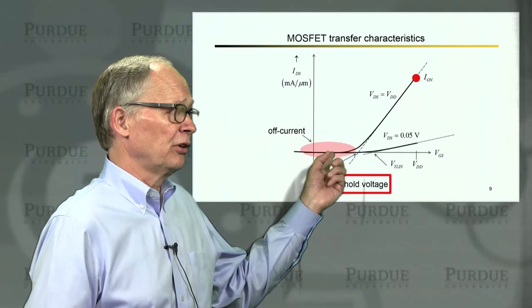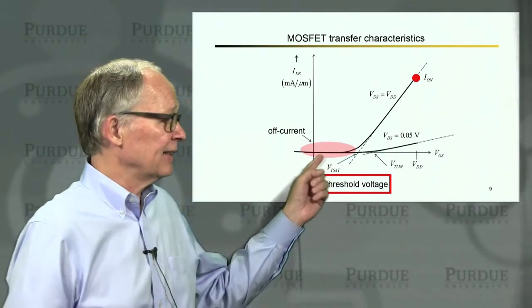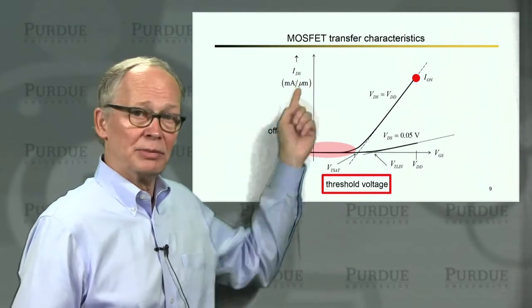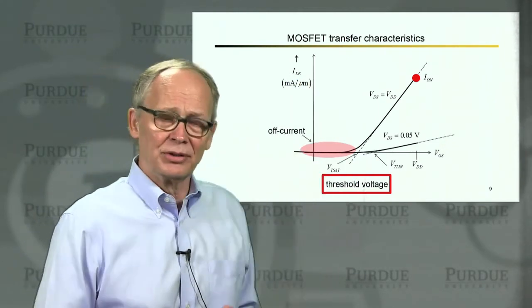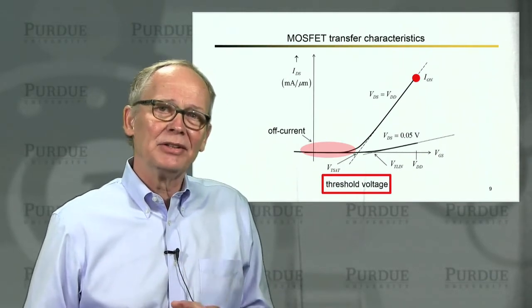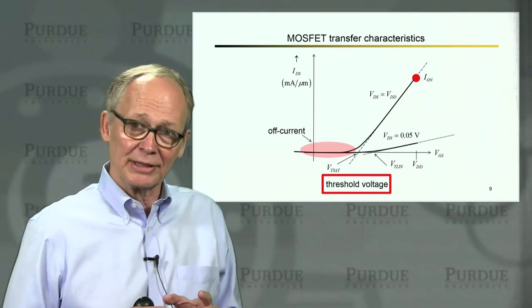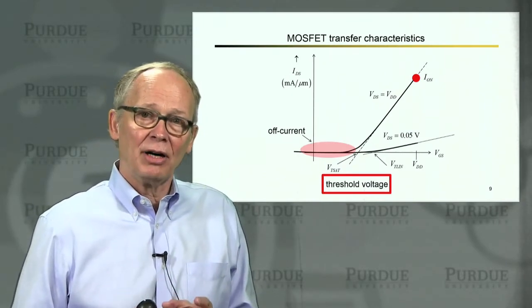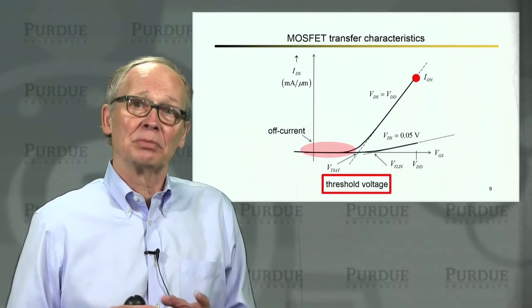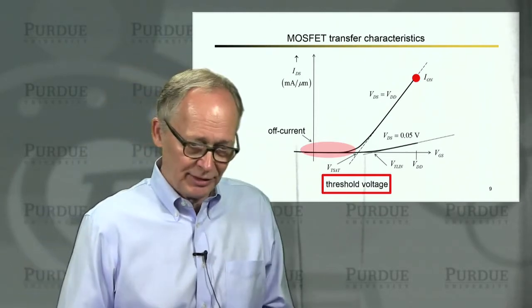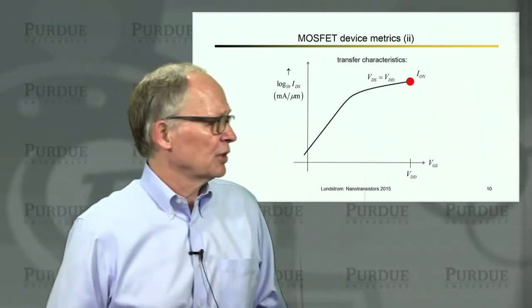There is actually some current flowing below threshold, too small to see on this plot. The way to see it is to plot the current on a logarithmic scale instead of a linear scale, because this leakage current is important. These days we have billions and billions of transistors on a single chip of silicon. Even when they're off, a little bit of leakage current is flowing, and when you multiply that by the billions of transistors there, this has become quite significant. So we need to look at that off current.